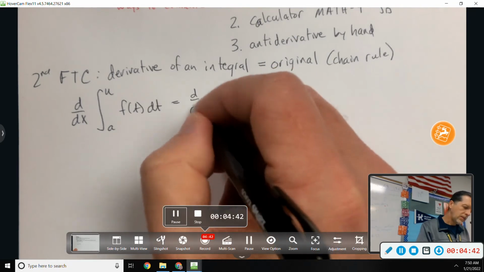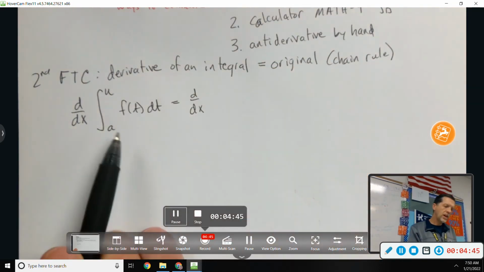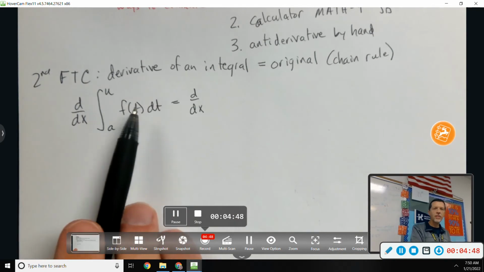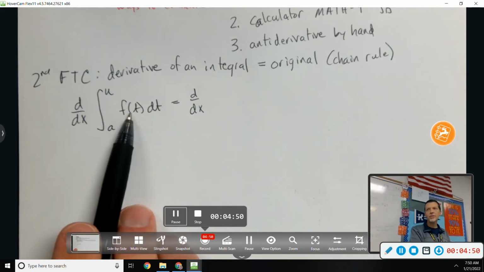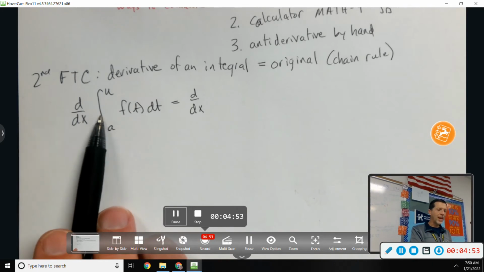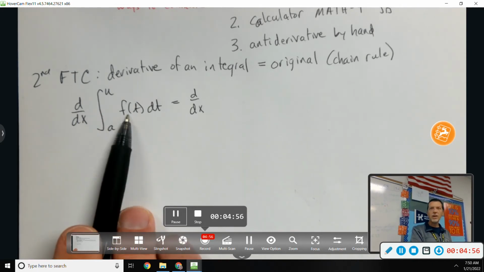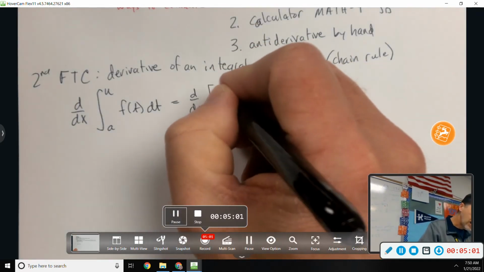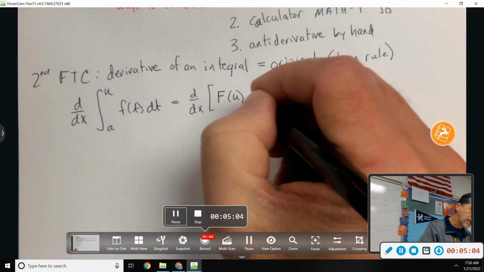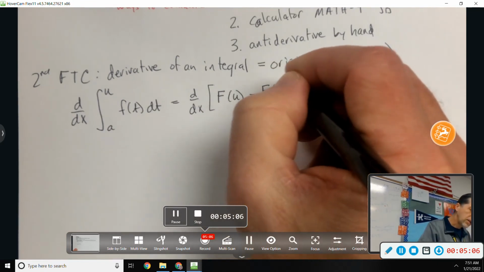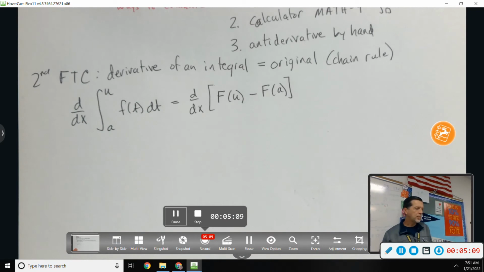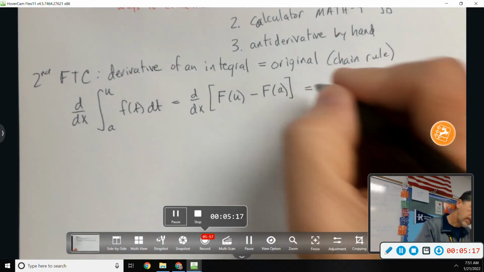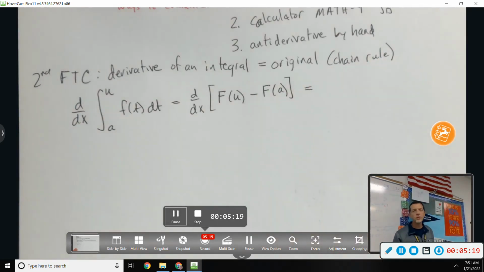Let's do the antiderivative first. The antiderivative of little f, well, sort of the hint for the answer. So what's the antiderivative of little f? Big F. If we're working backwards, the antiderivative of little f is big F. So big F, and then plug in the top one minus plug in the bottom one. Kind of going the long way around here to prove a point.